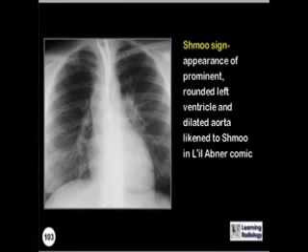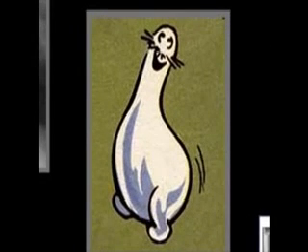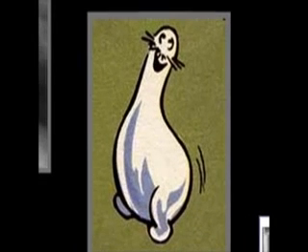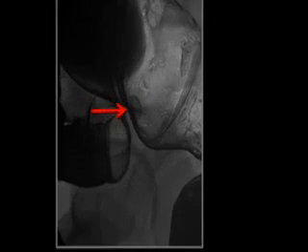This has been referred to as the Schmoo sign, which is the appearance of the prominent rounded left ventricle and the dilated aorta, and it's called that because it's likened to a comic strip character in a Li'l Abner comic called the Schmoo, of which there's a picture shown here. What is the name of this sign?